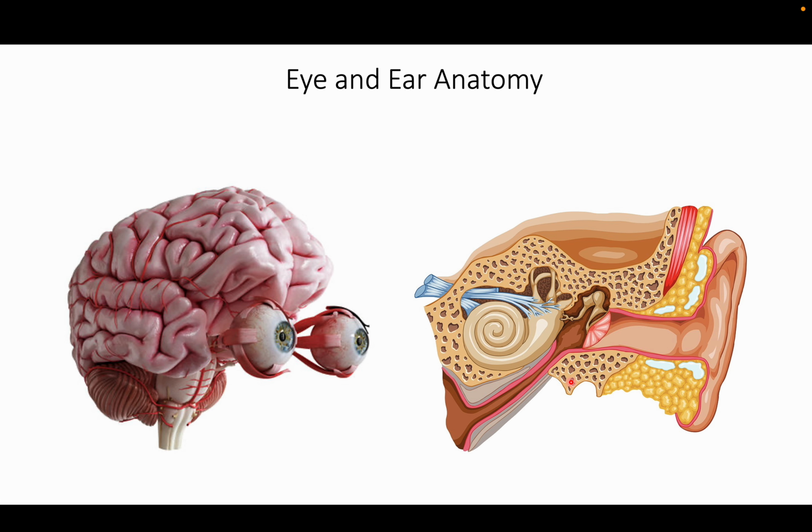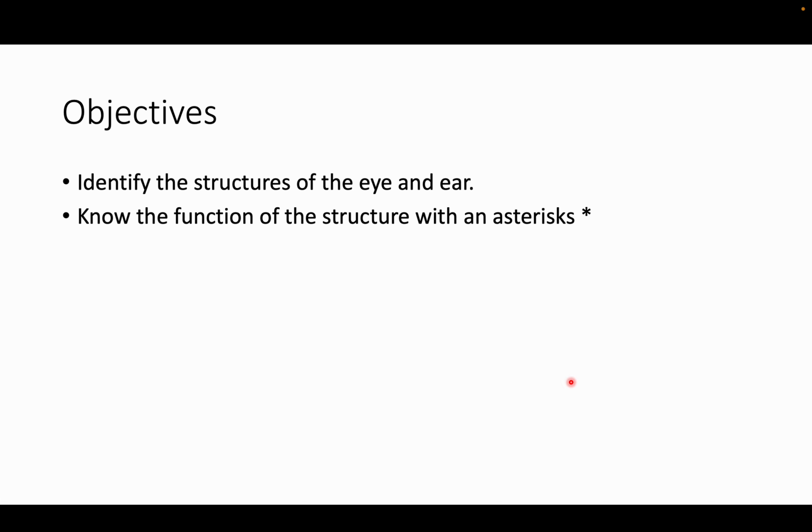Everyone, in this video we're going to go through the anatomy of the eye and the ear. If you take a look at all the structures, make sure you can identify the structure in the eyes and the ear. In addition to that, if there is a star after the structure, make sure I can identify the function of that as well.